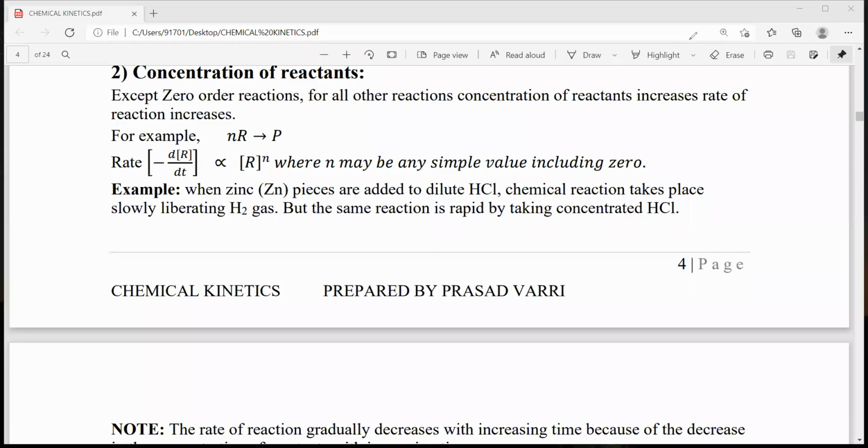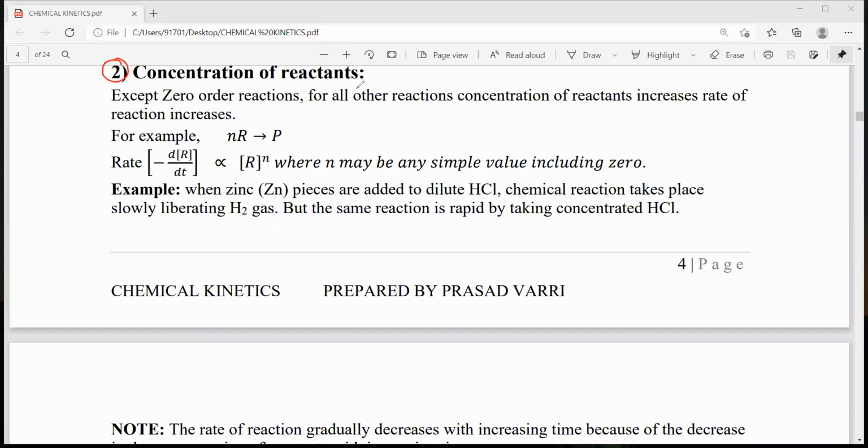Yes, dear students. In the last class, we discussed the factors influencing the rate of reactions. There are main important factors influencing the rate of reaction. The first one is the nature of reactants. We already discussed that in the last class, dear students. Let's see the second one, which is the concentration of reactants. How will the concentration of reactants affect the rate of the reaction?